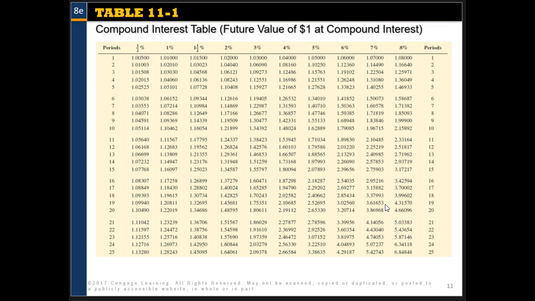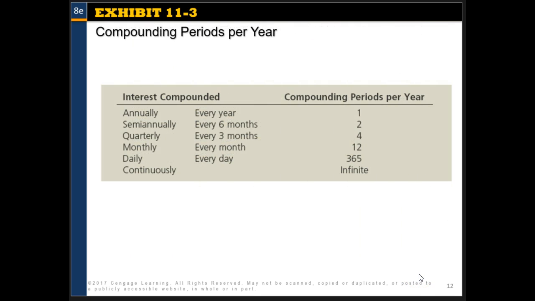And here's an example of a compound interest table at various interest rates. And then this just goes over what each of these terms means. So annually is every year, semi-annually is every 6 months, which means there's 2 periods per year. Quarterly is 4 periods, monthly is 12, daily 365, and continuously is infinite.